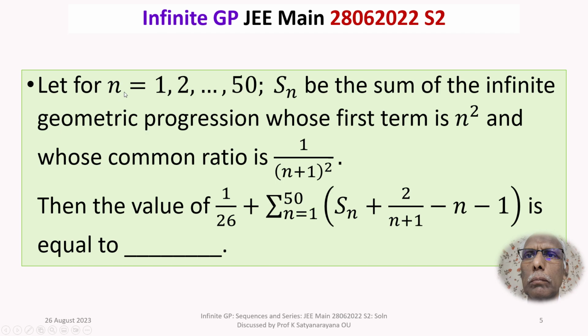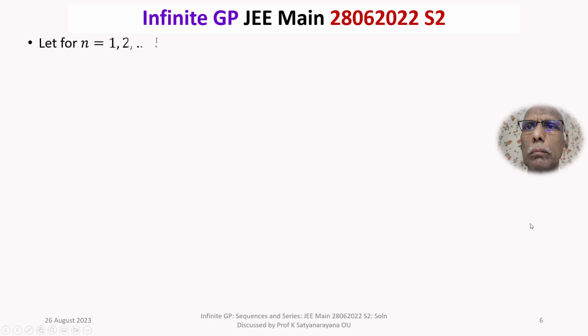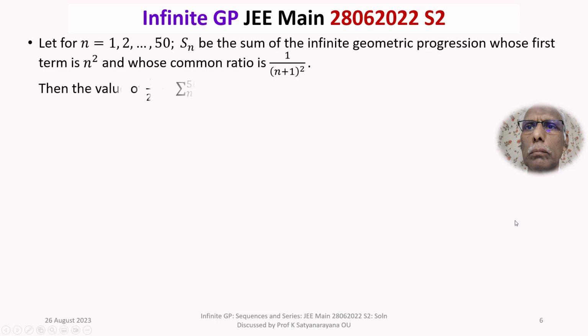We are given n is equal to 1, 2, 3 up to 50 and Sn denotes the sum of the infinite geometric series whose first term is n square and common ratio is 1 by (n plus 1) whole square. We are required to find the value of 1 by 26 plus sigma n equal to 1 to 50, in brackets, Sn plus 2 by (n plus 1) minus n minus 1. Let's now discuss the solution of the problem in detail.